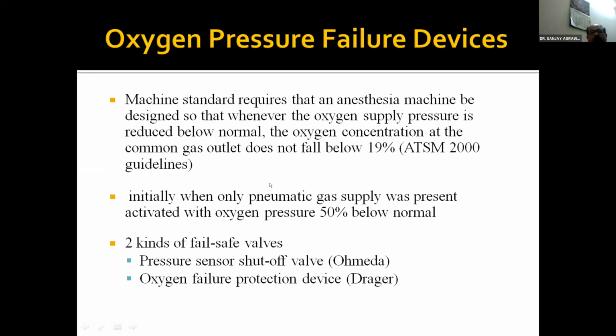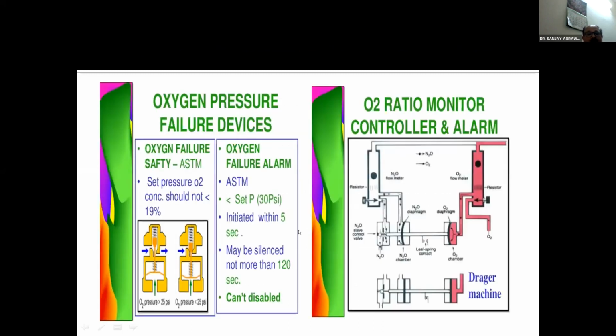This is regulated by two types of fail-safe valves: either a pressure sensor shut-off valve or an oxygen failure protection device. These are two devices present in two different types of machines that we commonly see, one in Dragon, another in Omeda or the G machines in the market. So what happens in the oxygen pressure failure devices? As soon as the pressure goes below 30 psi, the nitrous is switched off and only oxygen is allowed to flow, and a pressure alarm is initiated.